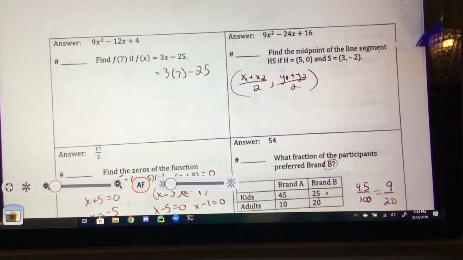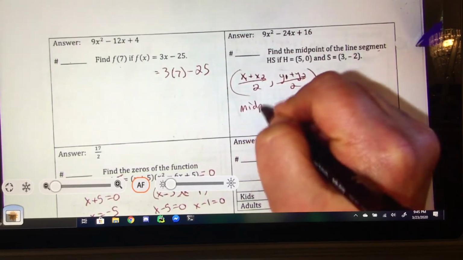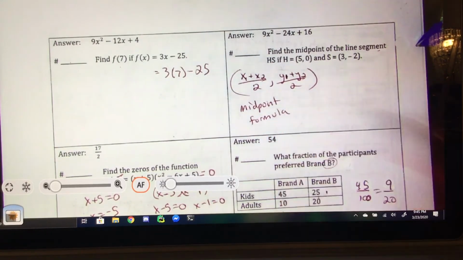The second one on the top, you need to know the midpoint formula. I'm going to write this down. I'm pretty sure it's the midpoint formula. Let me know if I'm wrong. And I just plug those numbers in, get my answer.